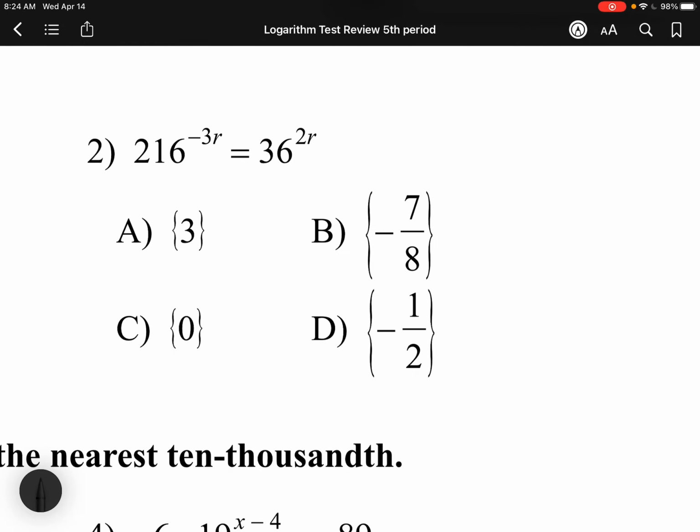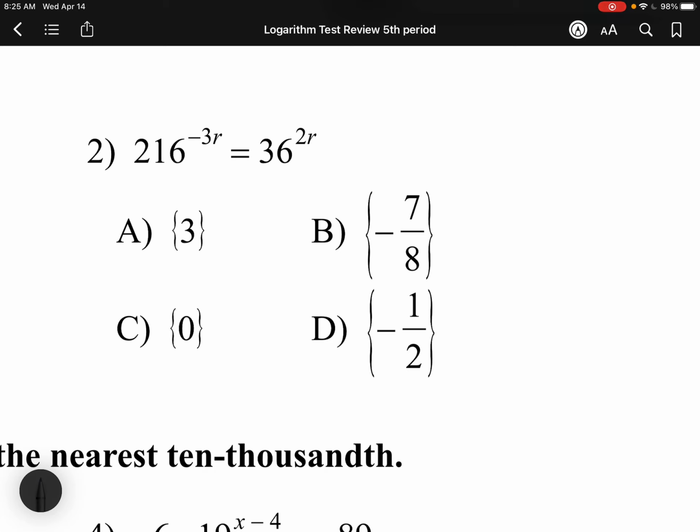For number 2, we don't have the same base, right? So we would want to see if we can change 216 to have a base of 36. Well, you would start with 36 squared, but 36 squared is over 1,000, so that's not going to work. So that means that we can't change the larger number to match the base of the smaller number. So what we have to do is find a common base that both of these numbers share. Then we'll have to change both terms to have that same base.